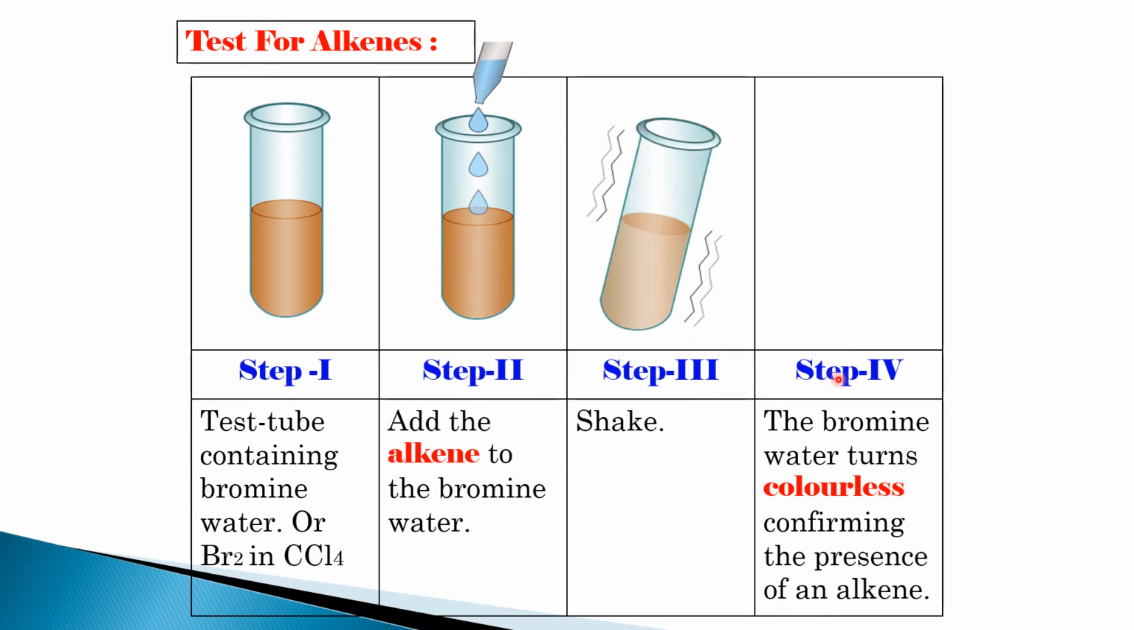Then step 4, we get the observation: the bromine water turns colorless, confirming the presence of alkenes.